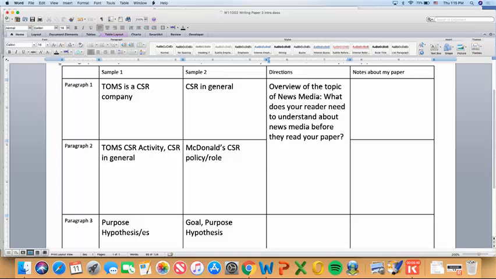And the other thing that we can learn from this format is, what topic is your research topic within news media? So what were you asking students about? What were you curious about?